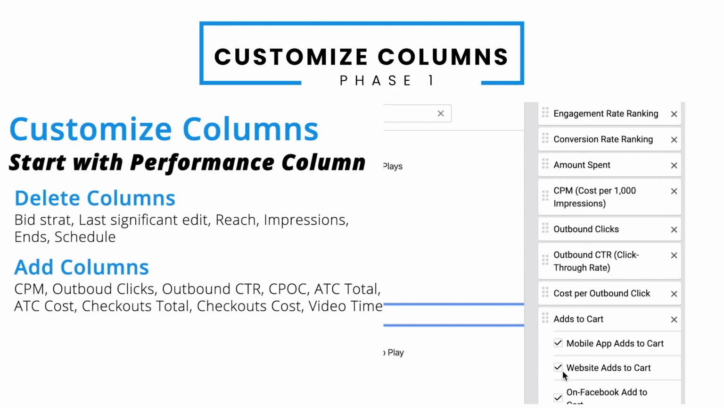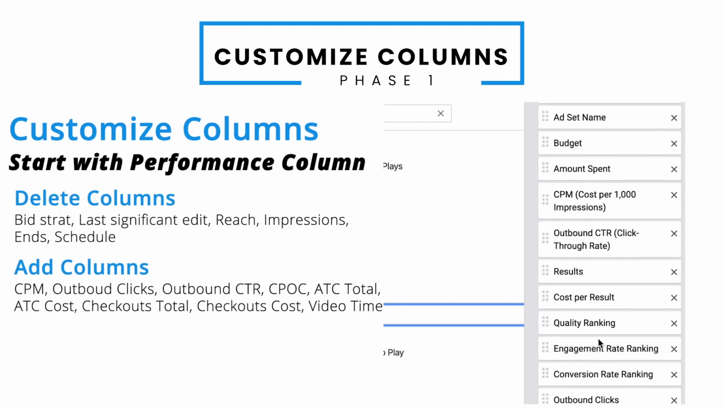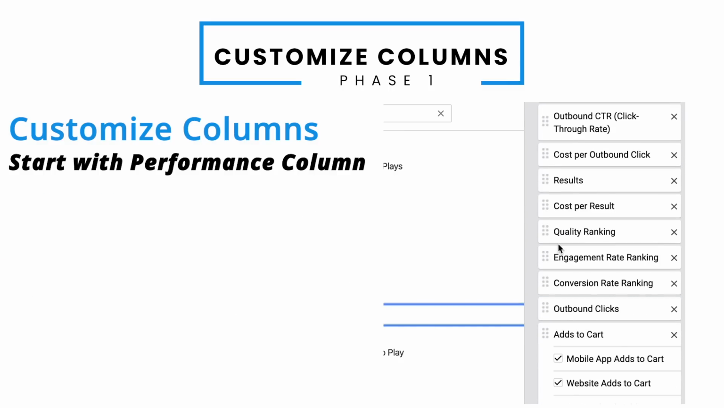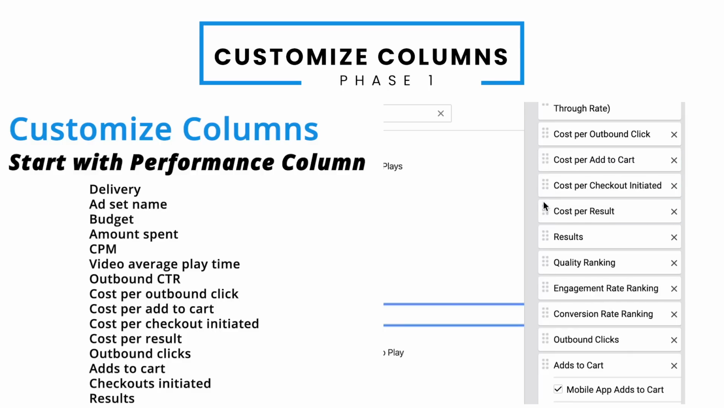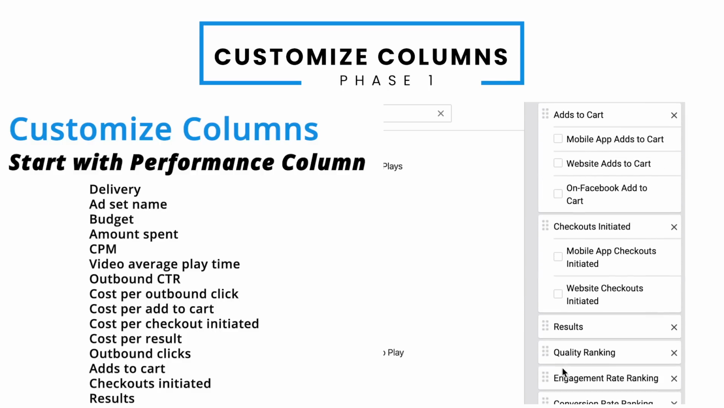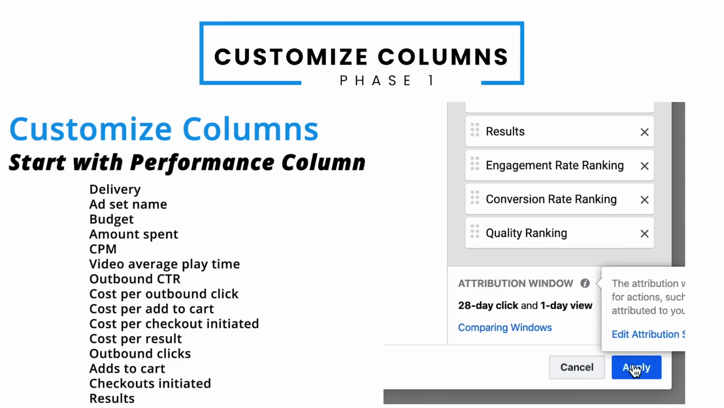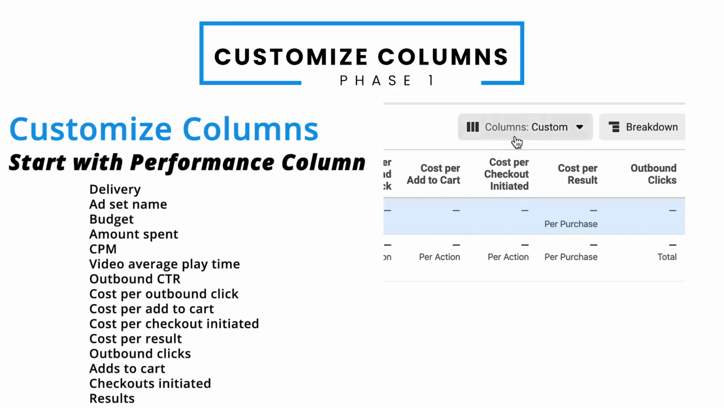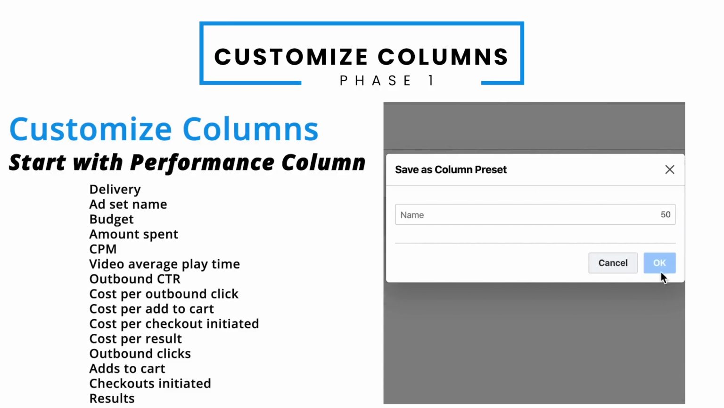Now you should organize these metrics so that they are easier to analyze. The first order of your column should look like this. Also, make sure to untick all of the boxes under adds to carts and checkouts initiated. Once your columns are in the correct order, hit apply, then save the columns as one of your default presets by clicking on columns, save, and giving it a name.